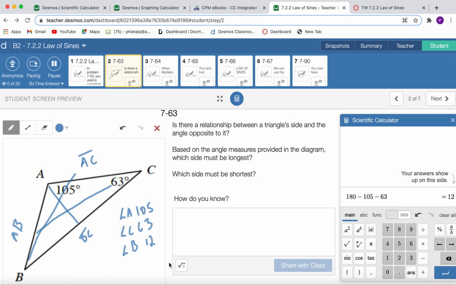If we know anything about angles, the biggest angle is going to open up wider. Angle A is 105, so it's going to open up wider than angle B, which only has an angle of 12 and is going to look small. So it would make sense that 105 has the longest side, right? My 63 has the middle length.